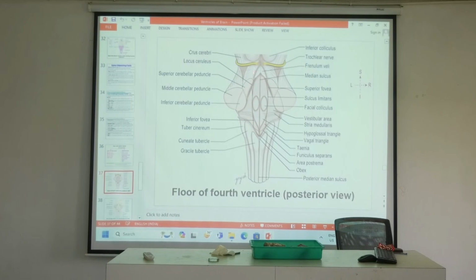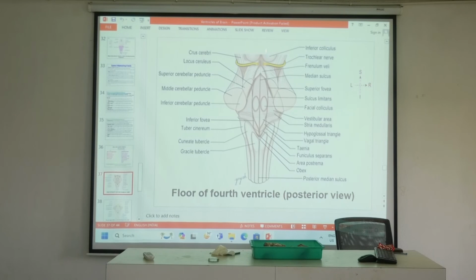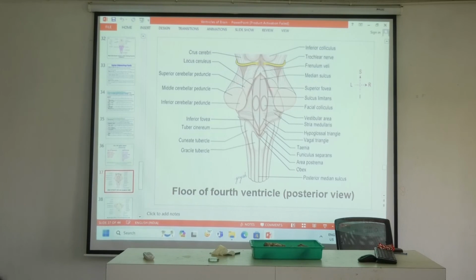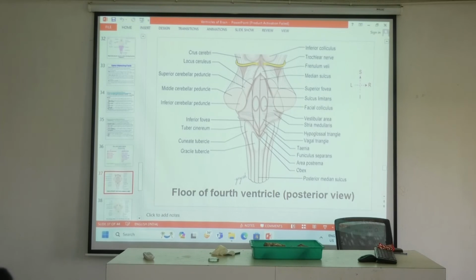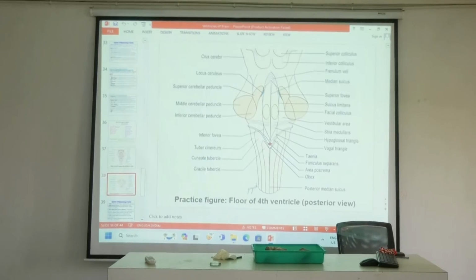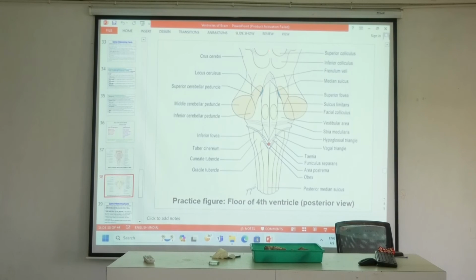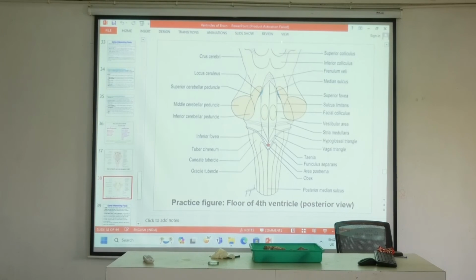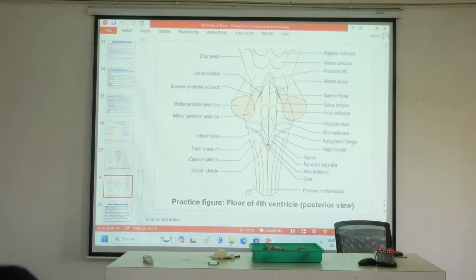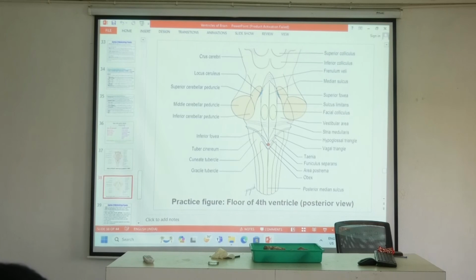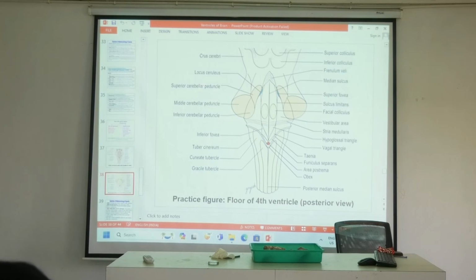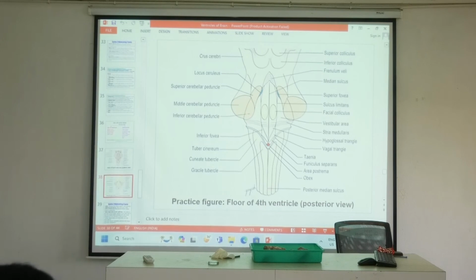So these elevated areas are known as the median eminence. In the upper part of the median eminence, at the level of the superior fovea, these are the facial colliculi. Okay, so all these structures you have seen. See the diagram, see the structures. Diamond-shaped structure, the superolateral boundary is formed by the superior cerebellar peduncle. Here is the middle cerebellar peduncle, and the inferior cerebellar peduncle.